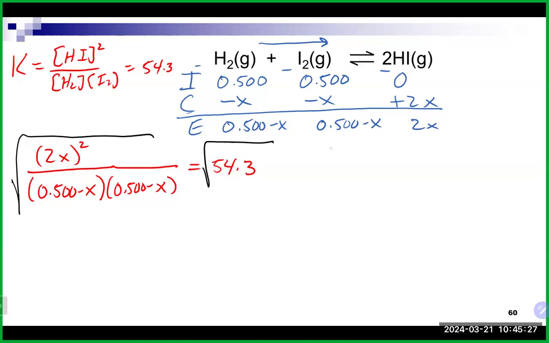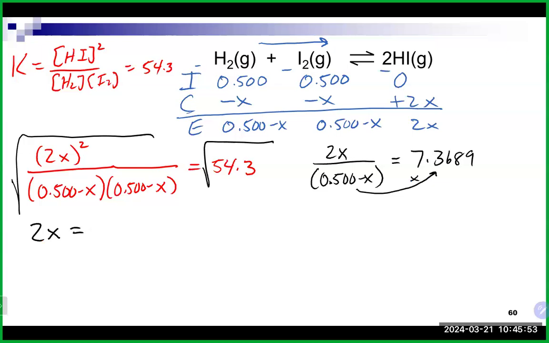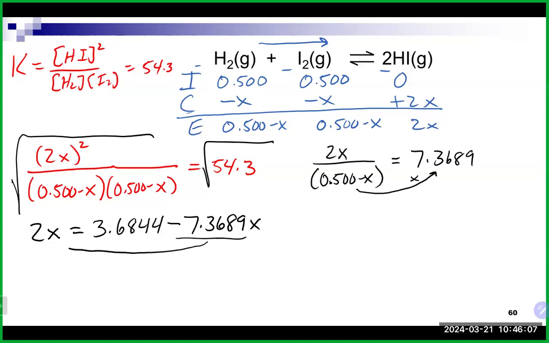So that should give you 2x on top, and 0.5 minus x on the bottom. And the thing I always personally forget to do is actually take the square root of 54.3. So let me do that there before I forget. That will give me 7.3689, we'll call it. At this point, we can now multiply this to the other side, and if we do that, that will give us 2x is equal to 3.6844 minus 7.3689x.